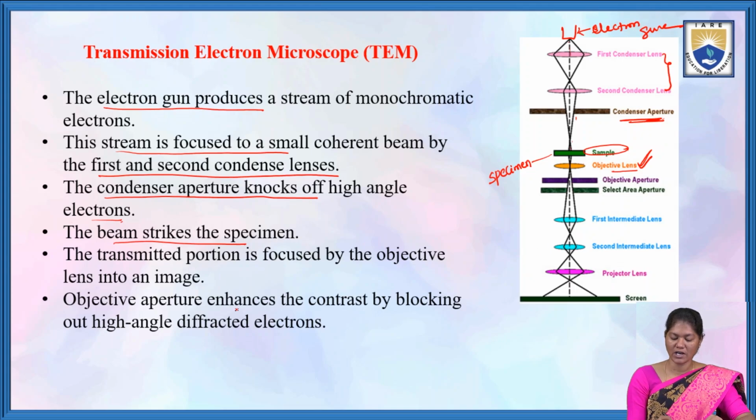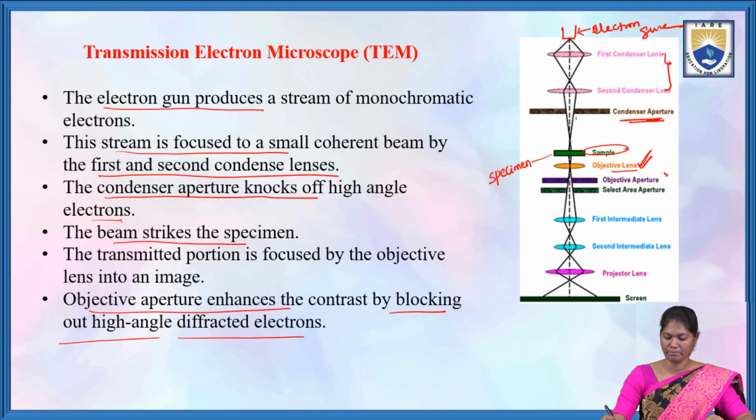So the objective aperture enhances the contrast by blocking out high angle diffracted electrons.